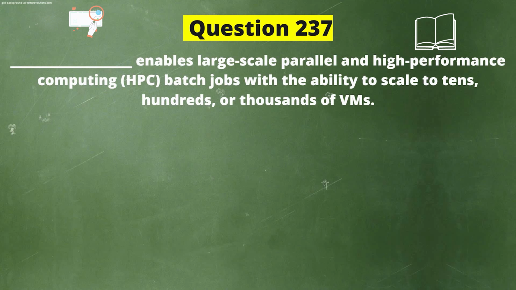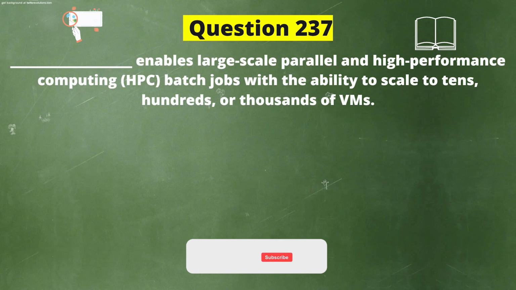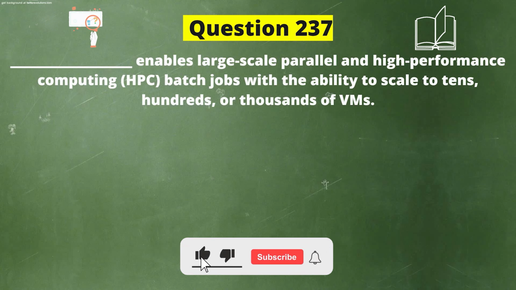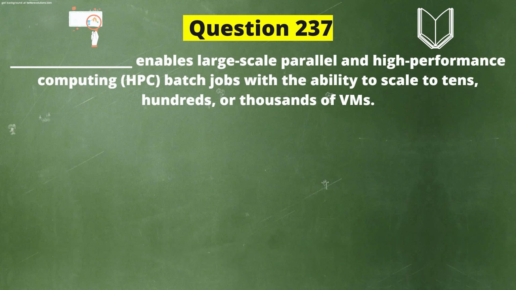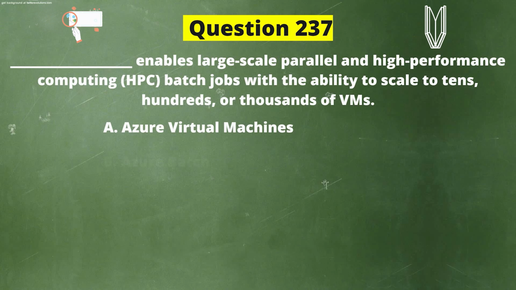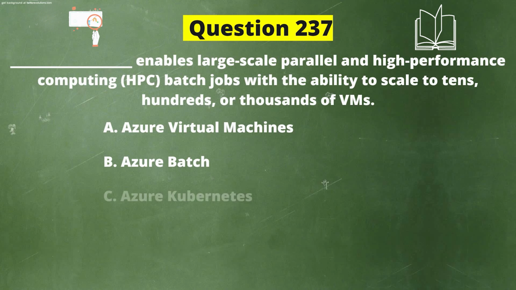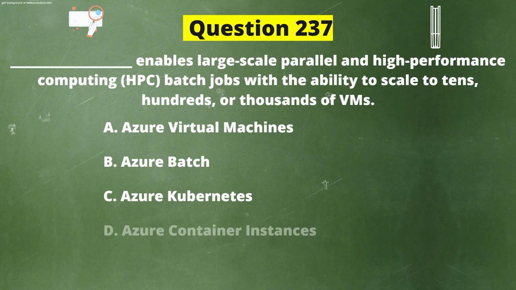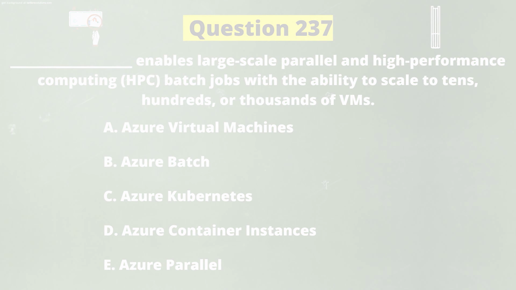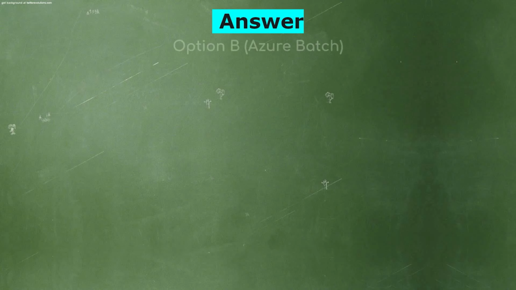Next question. Dash enables large-scale parallel and high-performance computing batch jobs with the ability to scale to tens, hundreds, or thousands of VMs. And the options are A. Azure Virtual Machines, B. Azure Batch, C. Azure Kubernetes, D. Azure Container Instances, E. Azure Parallel. And the correct answer is option B.